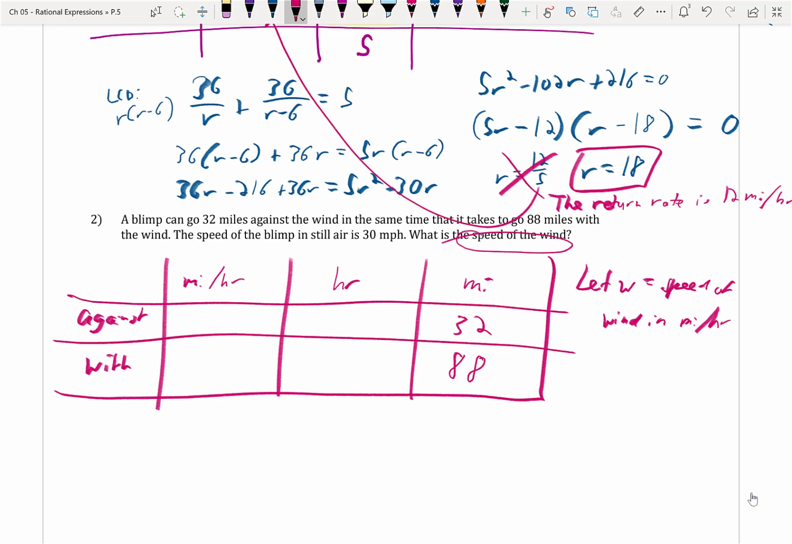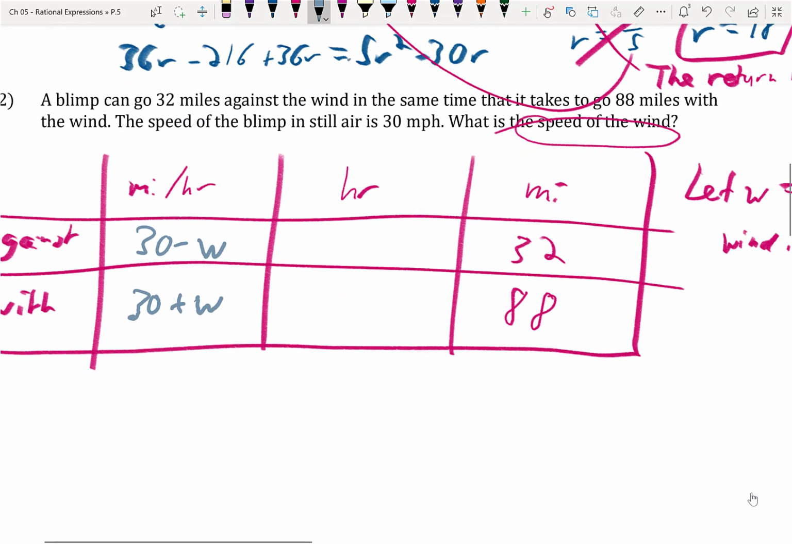There we go. Okay. The speed of the blimp in still air is 30. What's against the wind going to be? I like W because wind. And with the wind? There you go. Like before, how do I calculate the number of hours? Yeah. So let's make a note to yourself that time is equal to distance divided by rate.